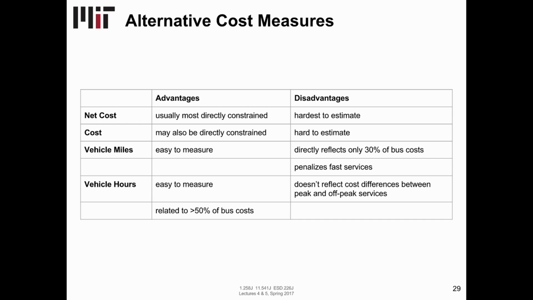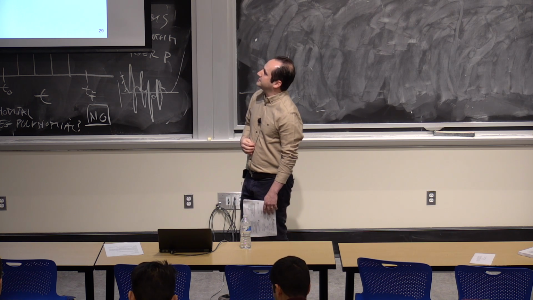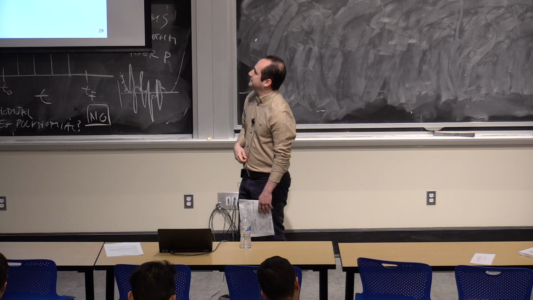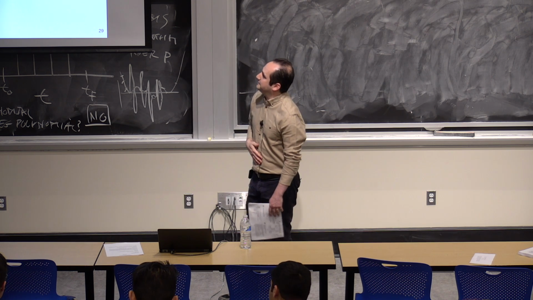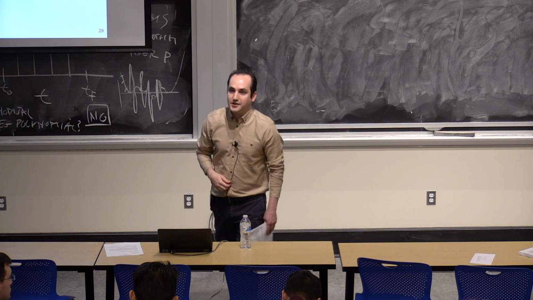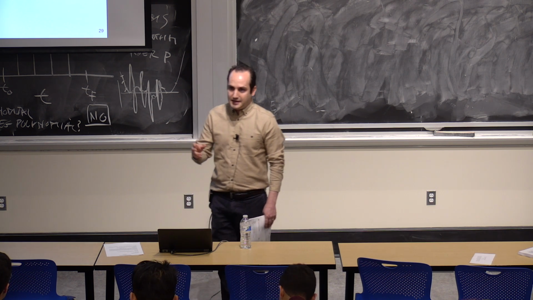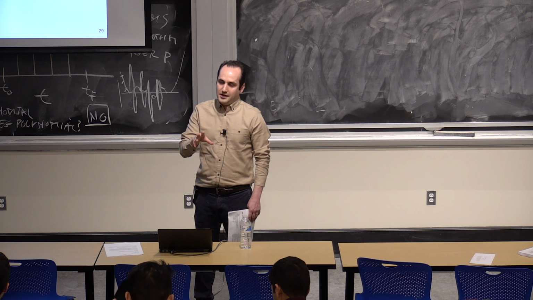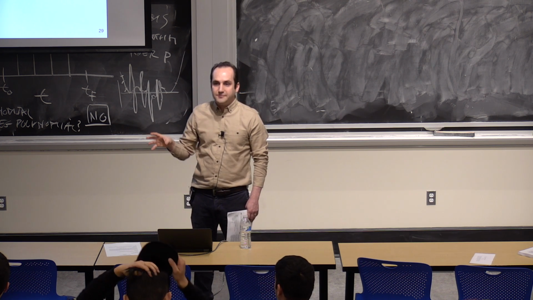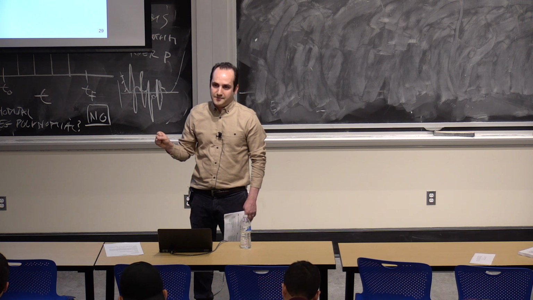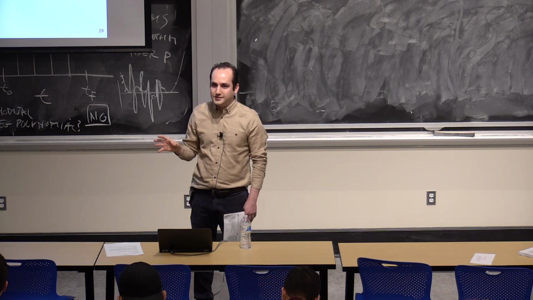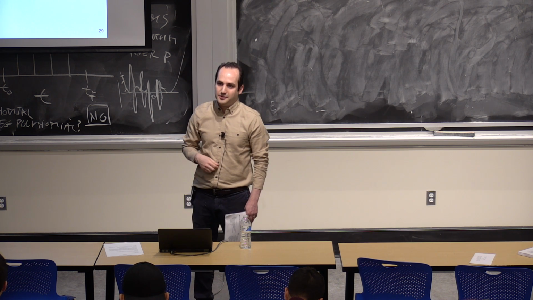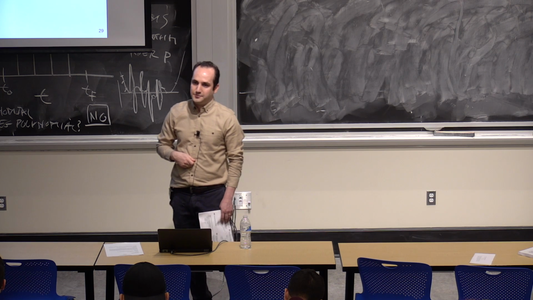And then cost could be another measure, less directly constrained, because we need to combine that with revenue to realize the net cost of the system. Again, it could be hard to estimate, but probably not as hard when we compare it with net cost. Go ahead. What is net cost? Net cost is the cost of operation minus the revenue from fares. And that's the reason that it's tricky to measure, is that the revenue side is probably a little difficult to predict.